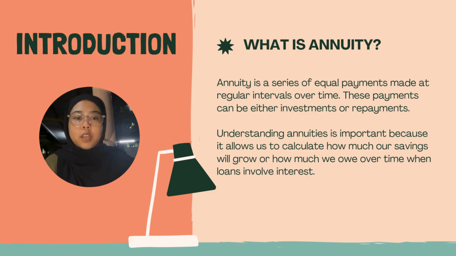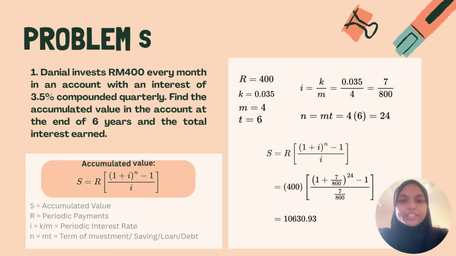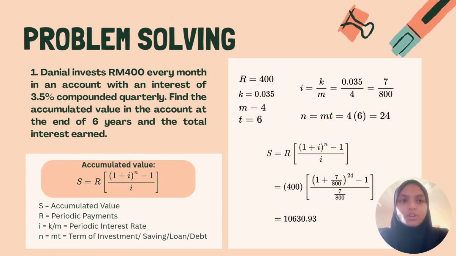So now that we know what an annuity is, let's take a look at how we apply this concept to solve these problems. Question 1. Daniel invests 400 ringgit every month in an account with an interest of 3.5% compounded quarterly. Find the accumulated value in the account at the end of 6 years and the total interest earned. Let's find the accumulated value first.